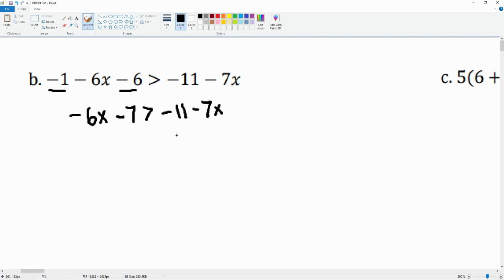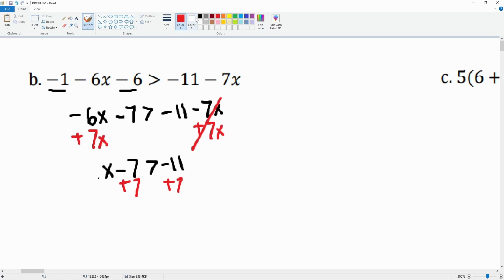Now we want to solve for the variable, so we should move the smallest variable. So we're going to add 7x to both sides because it's the smaller one. This does cancel, leaving you with 6x plus 7x, just leaving you with a 1x. Minus 7 is greater than -11. No one really writes this one though. Then we're going to add 7 to both sides, leaving you with just an x is greater than, 7, 8, 9, 10, 11, -4. So we'll say that x is greater than -4 for B.